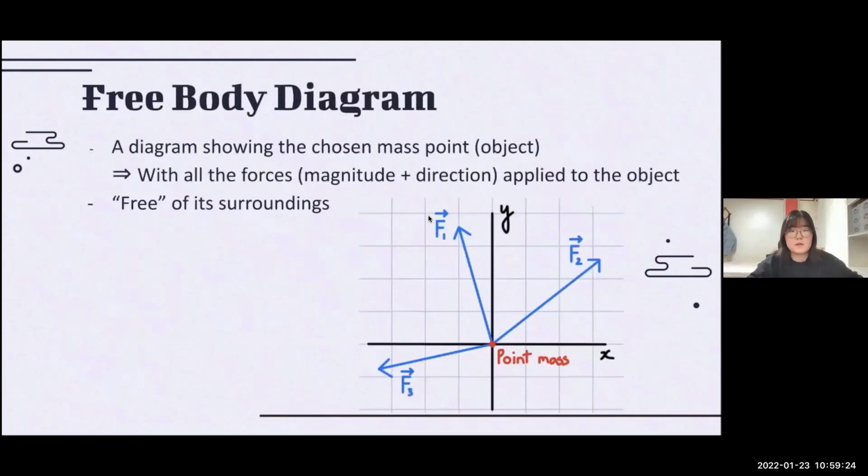So that was all for the introduction of the common types of forces. But to easily solve questions, especially to answer our question, why the box on top of a table is not moving, we need to get familiar with drawing free body diagrams. A free body diagram shows the chosen mass point, which is an object, with vectors drawn to show the magnitudes and directions of all forces applied to that object. It is called a free body diagram because the object is free of its surroundings, which means we are not drawing surroundings in the diagram.